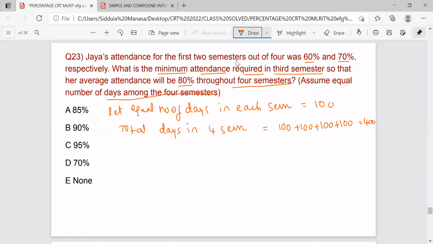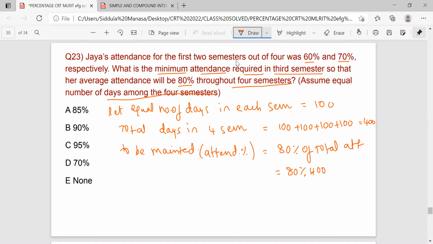Now what is the attendance? You need to maintain 80%. So the attendance percentage to be maintained is 80 percentage of total attendance, which will be 80 percentage of 400. So 80% of 400 will be equal to 320, right?